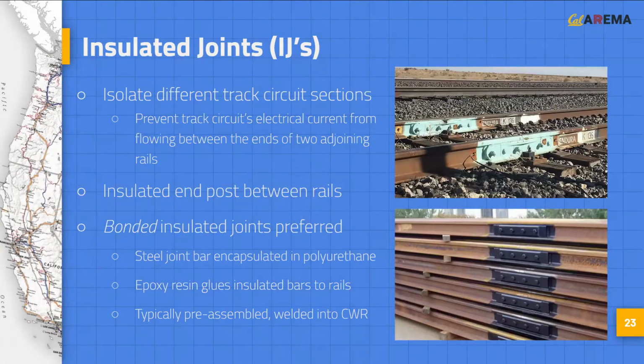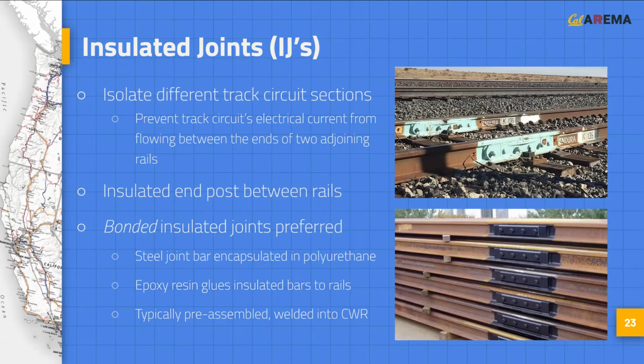Insulated joints, or IJs for short, are used in tracks with signal track circuits. They isolate different track circuit sections by preventing current from flowing between the ends of 2 adjoining rails. Insulated joints also use an insulated end post between 2 rail ends to prevent them from shorting out.